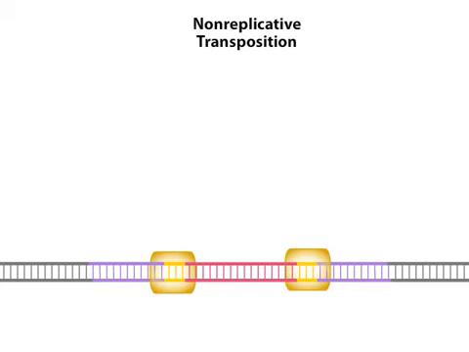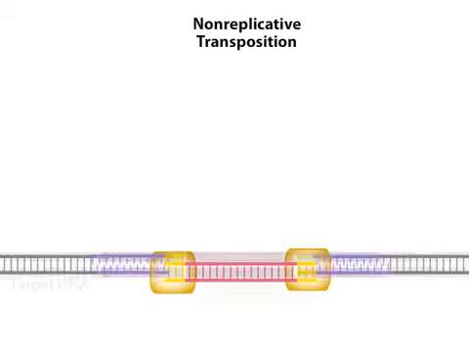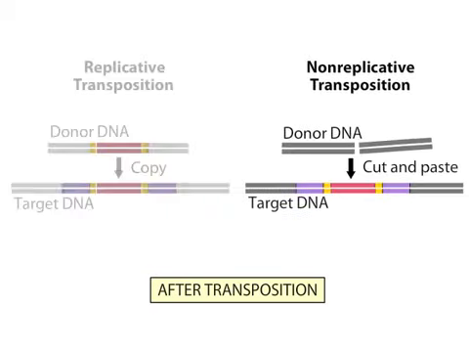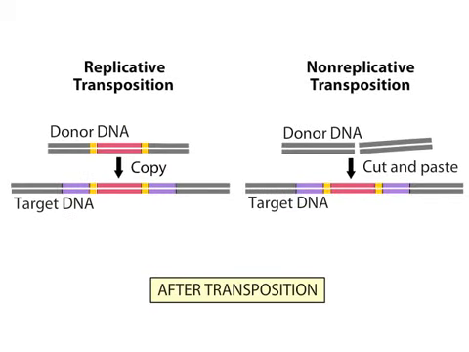To summarize, in non-replicative transposition, the transposable element is cut and pasted from one DNA molecule to another. In replicative transposition, the transposable element is copied to yield two transposable elements, one in the original position and one in the target DNA.